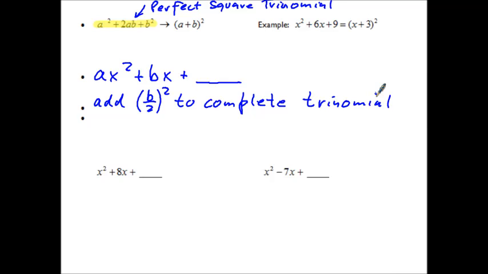6 is in the place of b. If we take 6 and divide it by 2, we get 3. And if we take 3 and square it, we get 9. This is the perfect square trinomial. And on the right side of our equal sign, we see how we can turn that into factored form. The 3 that we have just found reappears in parentheses, x plus 3 squared.